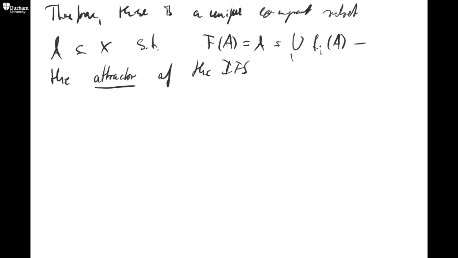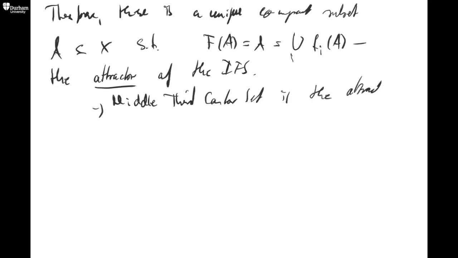Okay, good. An example, maybe, just so that you see this is not completely empty what I'm talking about here. Well, the middle third Cantor set, which every one of you knows, I guess, is the attractor of the map x gets mapped to 1 over 3 x, and the map x gets mapped to 2 over 3 plus 1 over 3 x.